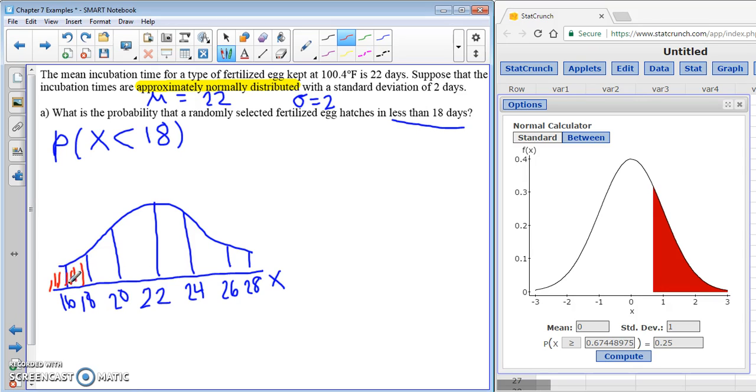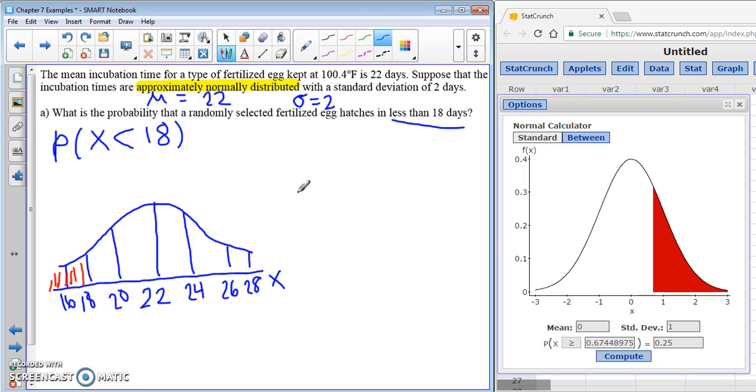If we think about the empirical rule, this was 2.35 and this was 0.15. We know this should be approximately 0.025, somewhere in that ballpark, and that will let us know whether we did something right or we're on the wrong track here.